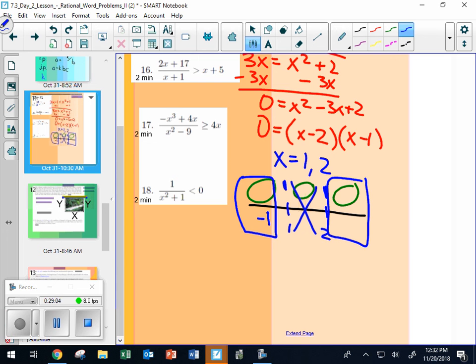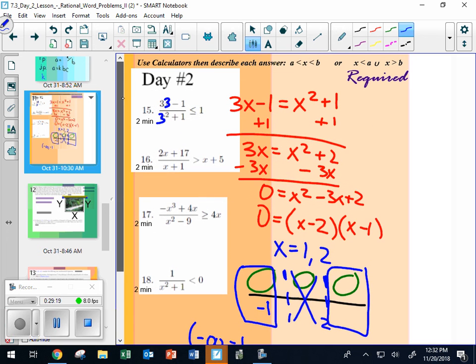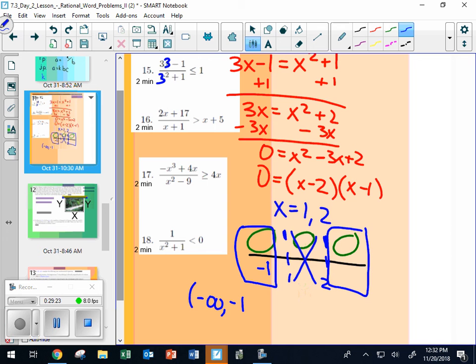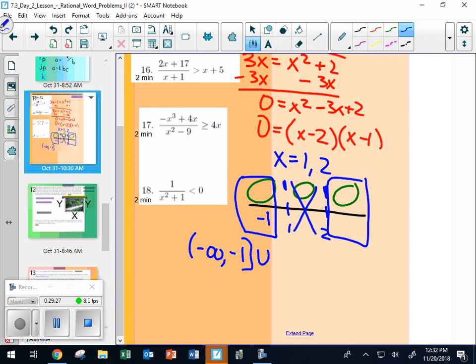So if we're looking at this and we want to write the sections that we would like, we would go from negative infinity to negative 1. Do we include negative 1? We have a less than or equal to sign, so should we include negative 1? We should. Thank you. So we include negative 1, and we include 2 all the way to infinity.